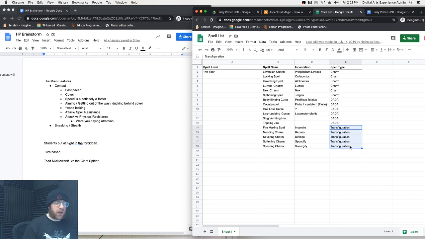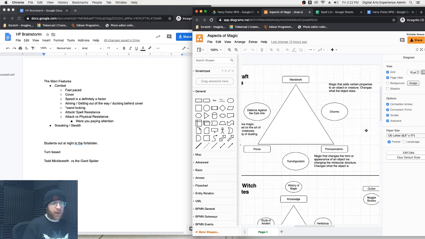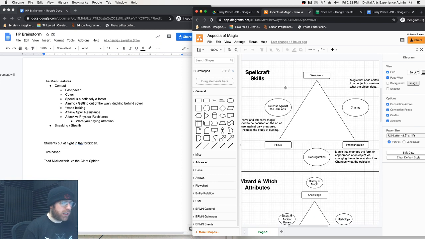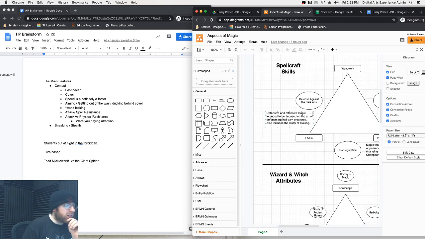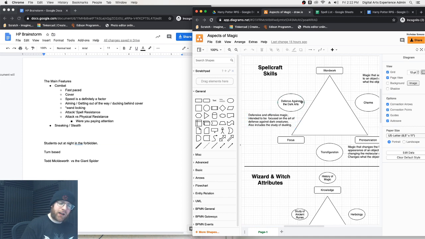And oddly enough, I don't know who did it, but someone actually had a really cool definition for these three areas. Transfiguration being the magic that changes the form or appearance of a magical object, and then charms being magic that adds certain properties to an object or creature. So those two kind of balance each other out, which I thought was pretty cool. And then defense against the dark arts is defensive and offensive magic.